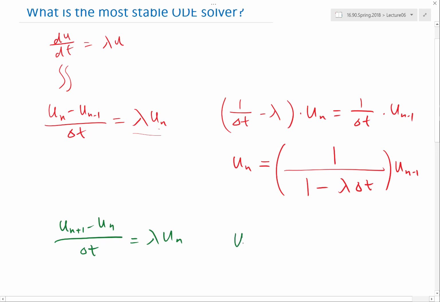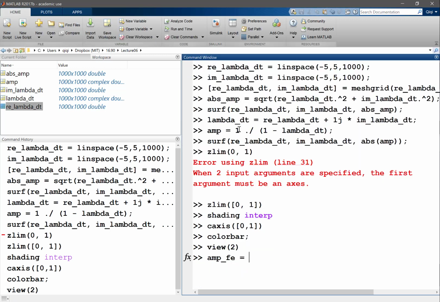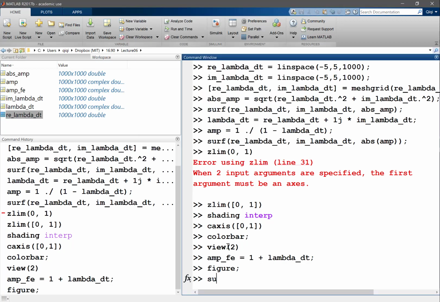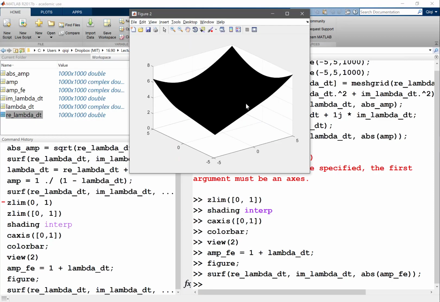you can use the same analysis to write u^(n+1) is equal to (1 + lambda delta t) times u^n, right? And you can compute the amplification factor the same way. Amp, let's say forward Euler, is equal to, as opposed to this formula, 1 + lambda delta t, right? And I can make another figure. I can do the same way, but abs of amp forward Euler, I would get something like this.